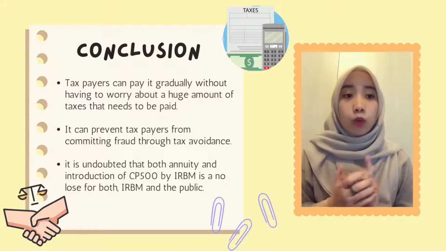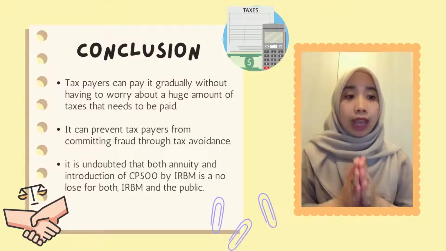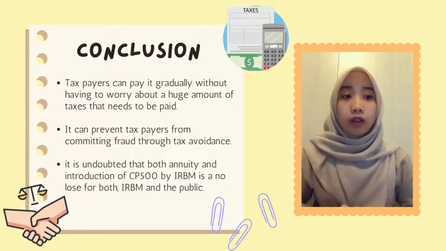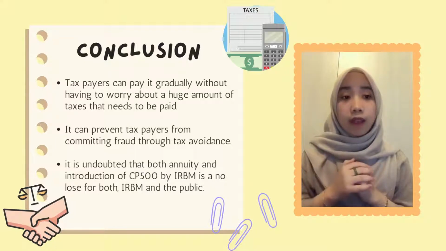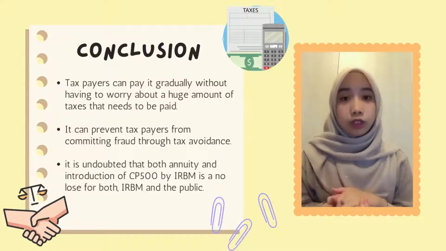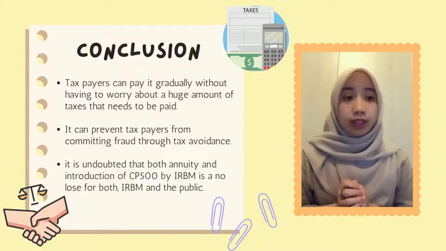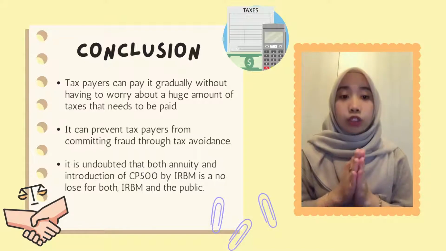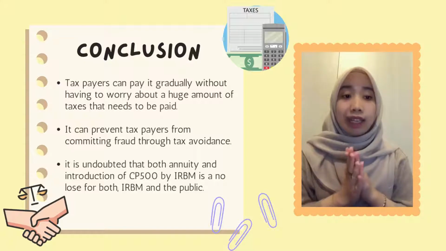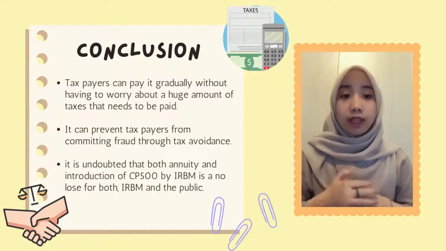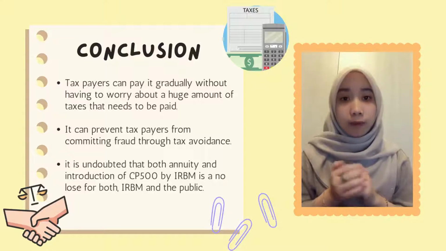For example, one can simply open a spa and attract many customers and generate more income without having to worry about a large tax payment that needs to be paid in a lump sum. Moreover, IRBM also made the right decision to introduce CP500 to taxpayers. This is due to the fact that it can prevent taxpayers from committing fraud through tax avoidance. Hence, it is undoubted that both annuity and the introduction of CP500 by IRBM is a no-lose for both IRBM and the public.